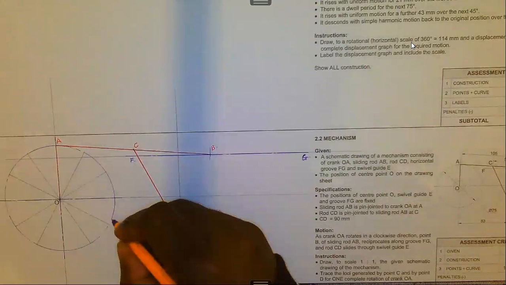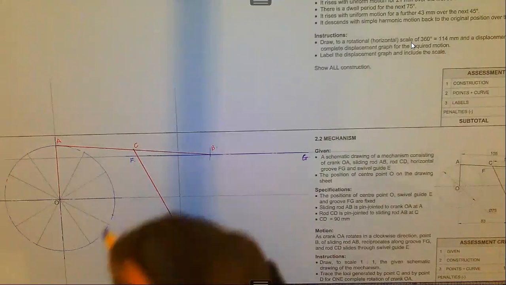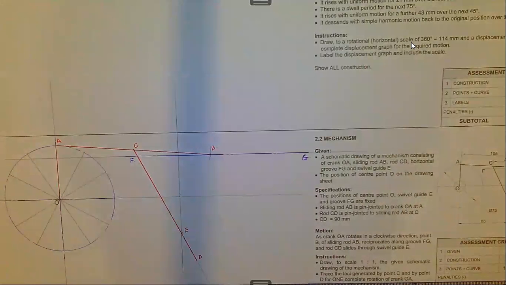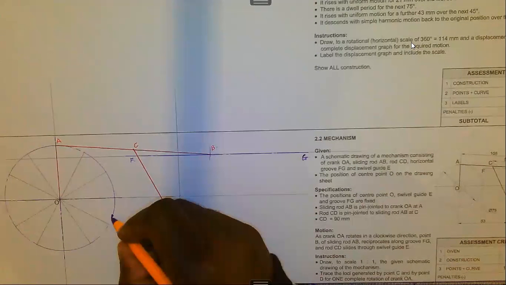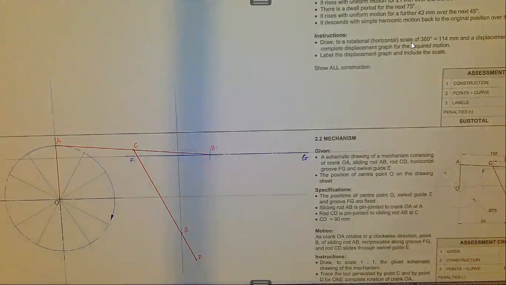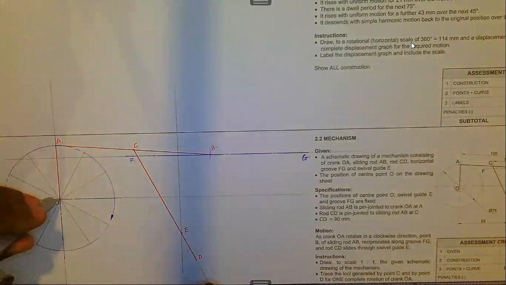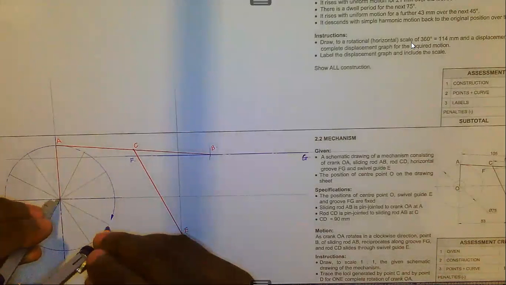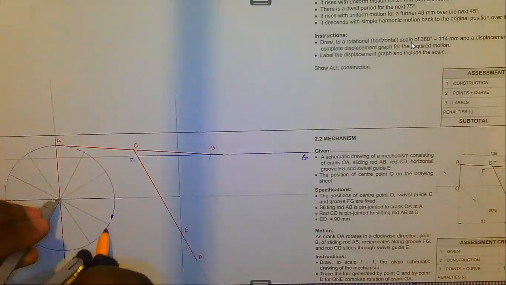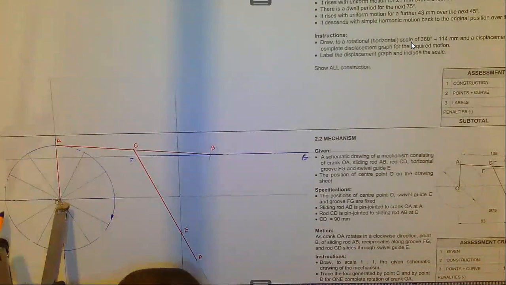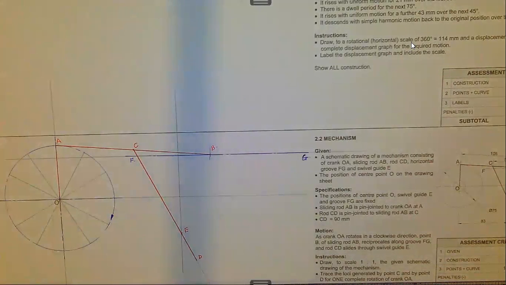We are also told that it is moving in a clockwise direction here. Right, like that. So that is the movement in terms of crank OA. Let me just extend this, so that all the divisions are cut. Anywhere else, that's fine, but make sure that all the divisions are cut.